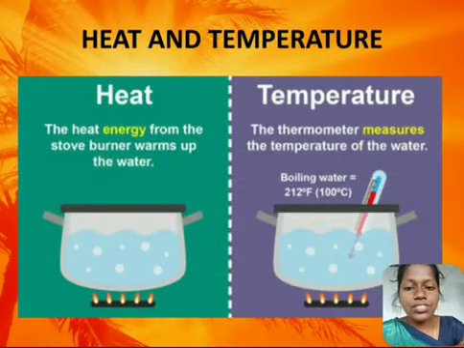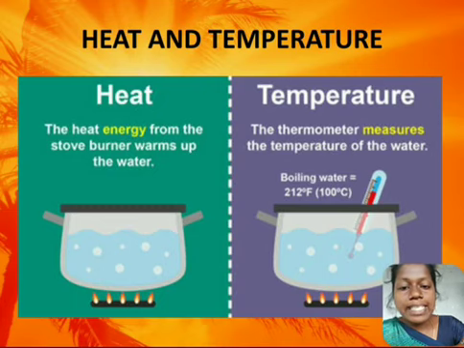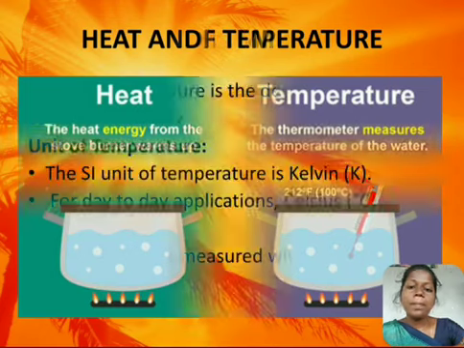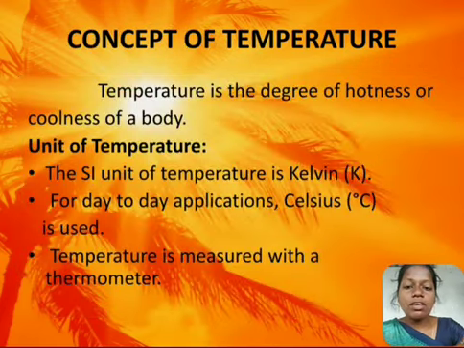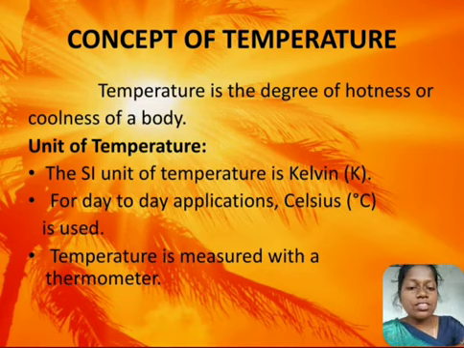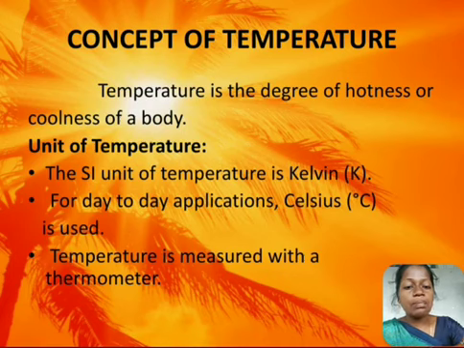Heat and temperature. The heat energy from the stove burner warms the water, but the temperature measures the hotness of the water by using a thermometer. Temperature is the degree of hotness or coldness of a body. The SI unit of temperature is Kelvin. For day-to-day application, we use Celsius. Temperature is measured with a thermometer.